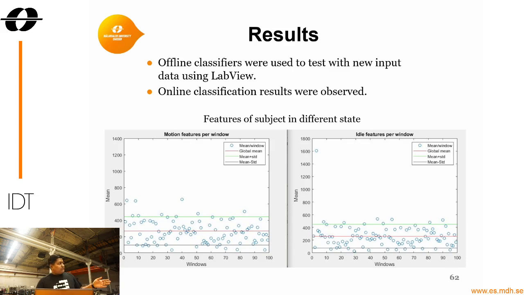When we look at the plot below, we see that the global mean for both the motion state and the idle state is very similar to each other. So this presents a problem: whenever new data comes in, the classifier finds it difficult to decide which class the data needs to belong to.